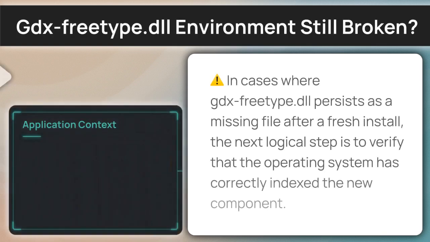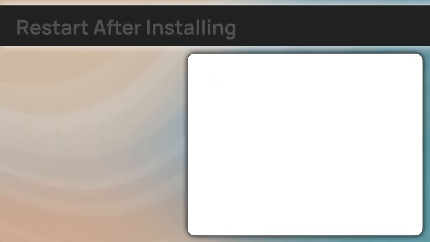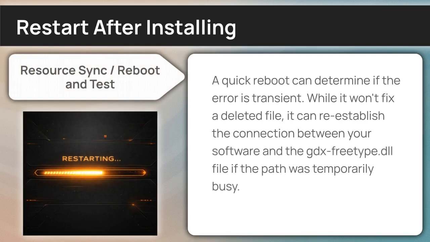Should the reinstallation fall short, the next step in our protocol is to validate the integrity of your system's startup environment. A system reboot is a reliable way to clear away zombie processes that might be interfering with Gdx-freetype library. It's a low-impact step that ensures your operating system is starting with a synchronized environment.